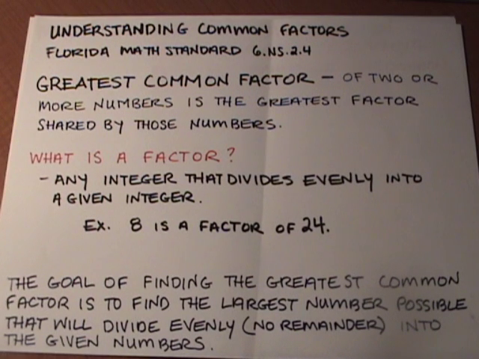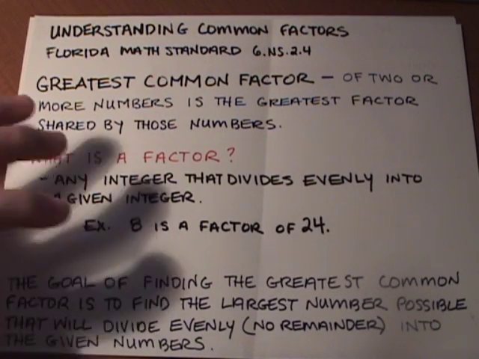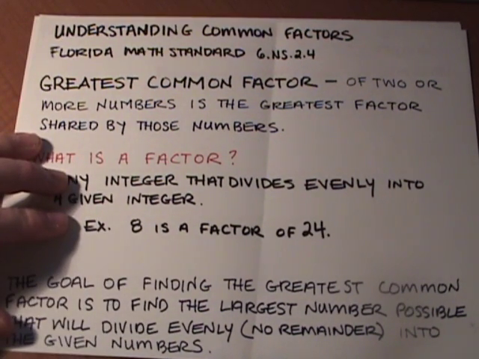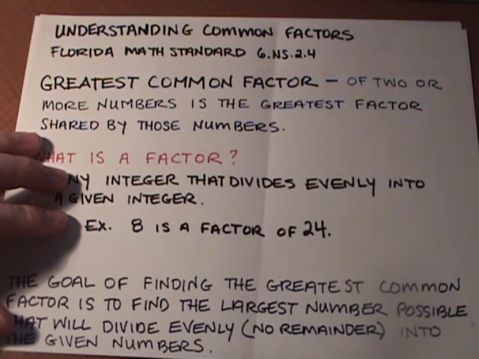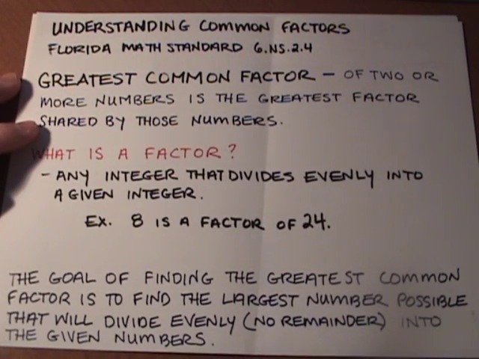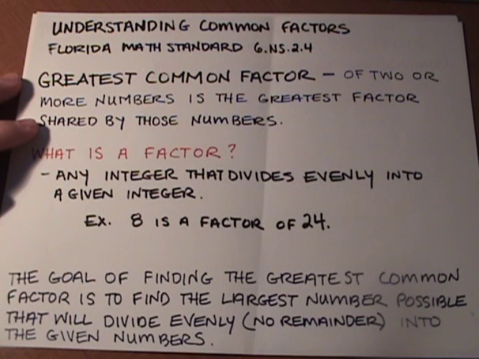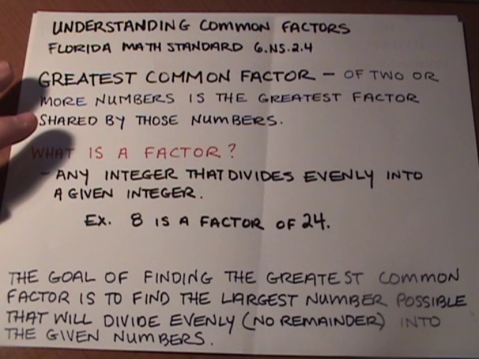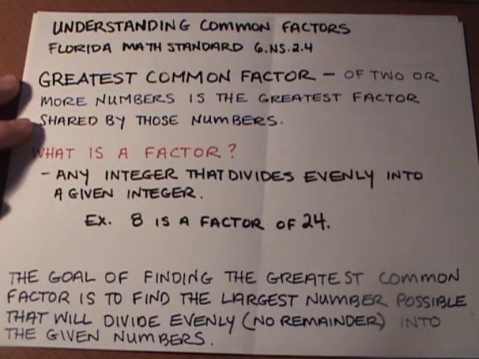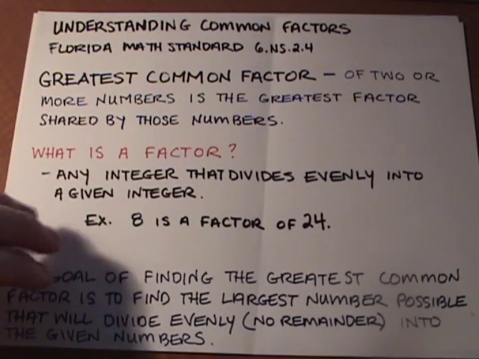Now your first question might be, what exactly is a factor? Well, a factor is any integer that divides evenly into a given integer. An example of that right here is 8 is a factor of 24. All that means basically is that you can divide 24 evenly by 8. Okay? And the goal of finding this greatest common factor is to find the largest number possible that will divide evenly with no remainder into the given numbers.